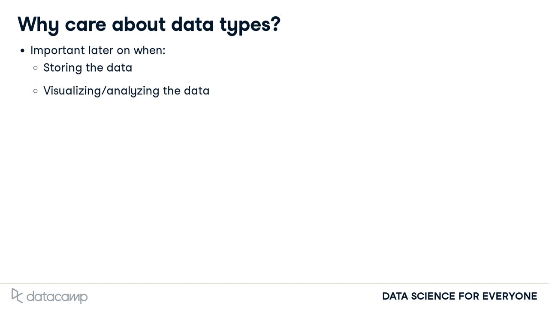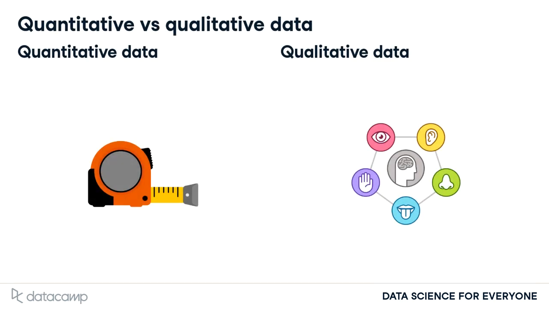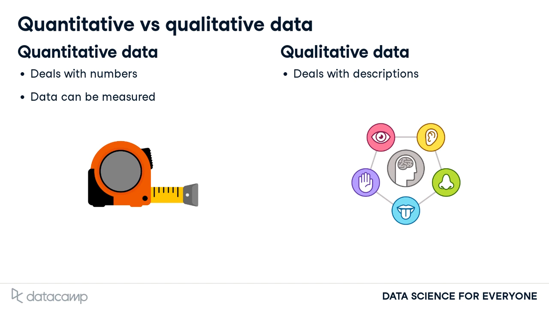So, let's dive in. There are two general types of data: qualitative and quantitative data. It's important to understand the key differences between both. Quantitative data can be counted, measured, and expressed using numbers. Qualitative data is descriptive and conceptual. Qualitative data can be observed, but not measured.